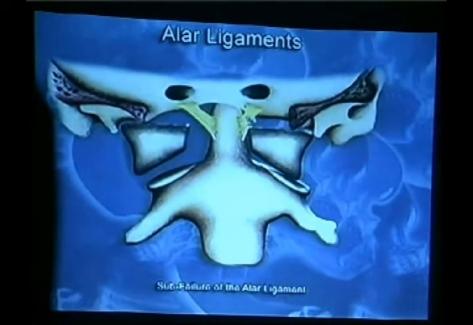Here's these alar ligaments up here, again attaching occiput to C2 odontoid.